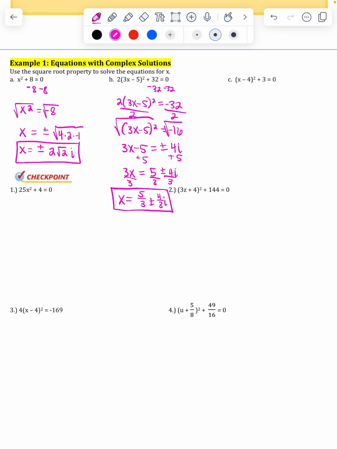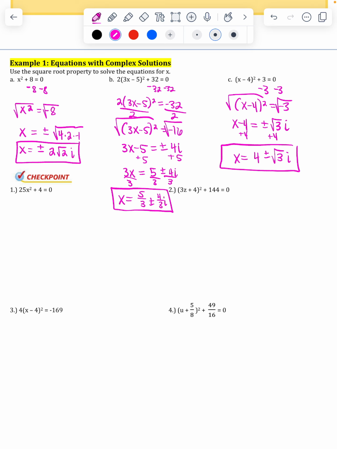And then for C, we're going to subtract 3. Let's undo the square by square rooting. We get x minus 4 equals plus or minus the square root of 3i. And let's add 4, and we get the solutions are 4 plus or minus the square root of 3i.